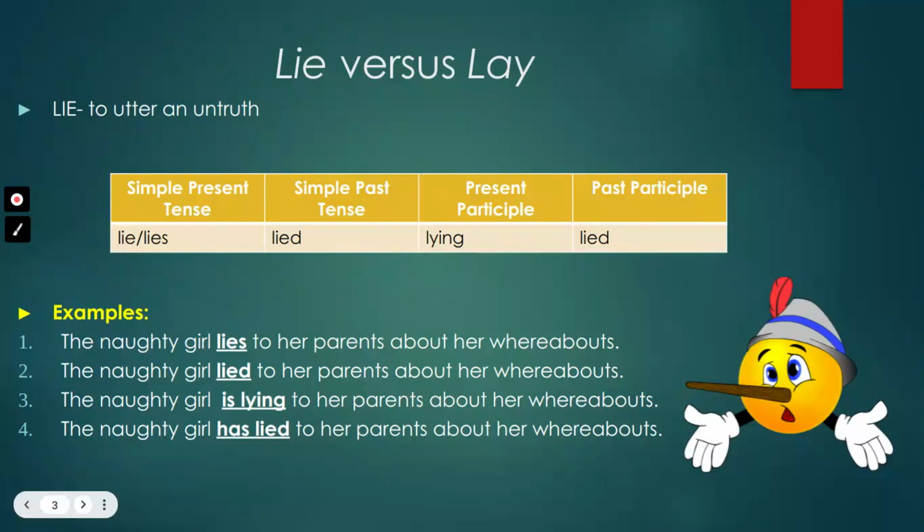And then we use the past participle lied to form our tenses. For example, the present perfect tense and the past perfect tense. So here, number 4, the naughty girl has lied to her parents. This sentence uses the past participle. You combine it with the verb to have in order to form the present perfect tense in this case.